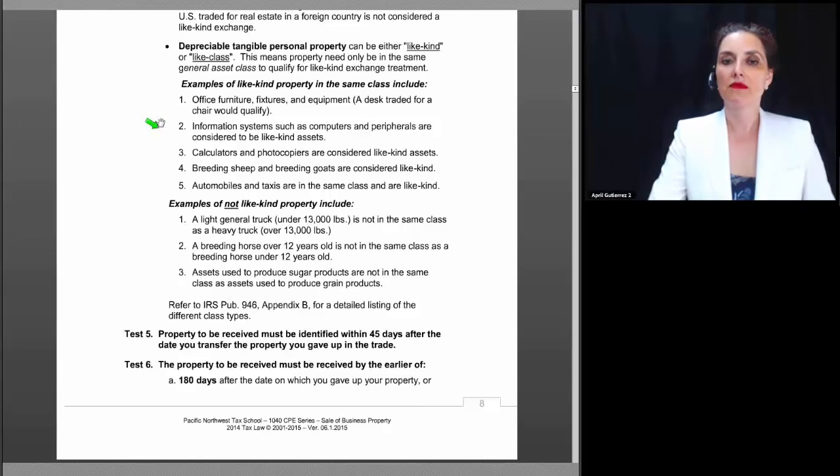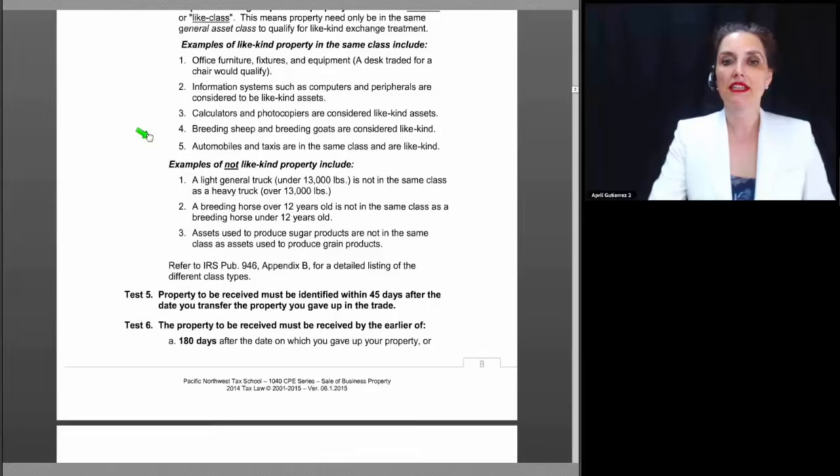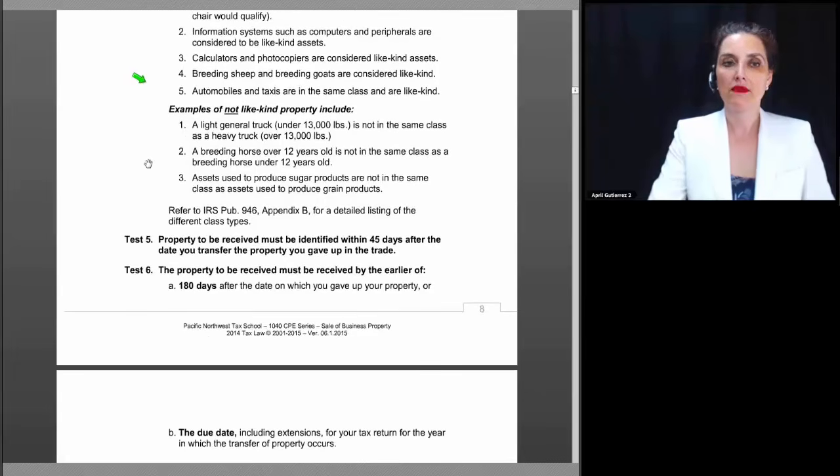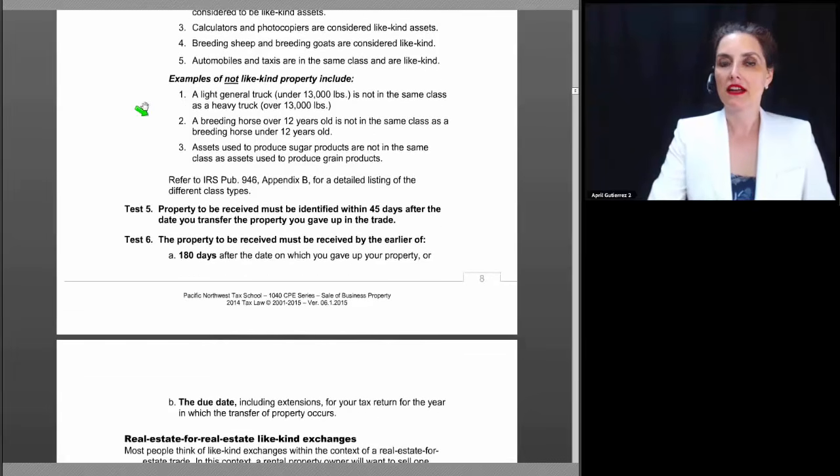Information systems such as computers and peripherals are considered to be like kind assets. Calculators and photocopiers are considered to be like kind. Breeding sheep and breeding goats are considered to be like kind, and automobiles and taxis are in the same class and are like kind. But examples of not like kind property include a light general truck weighing under 13,000 pounds, which is not in the same class as a heavy truck over 13,000 pounds.